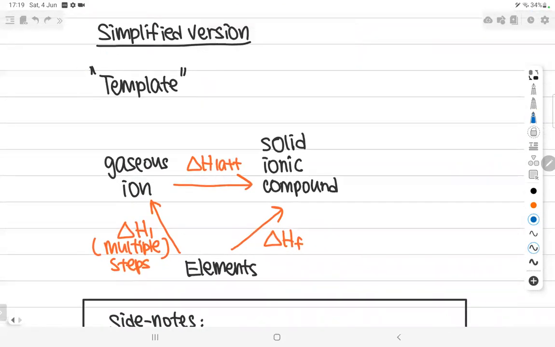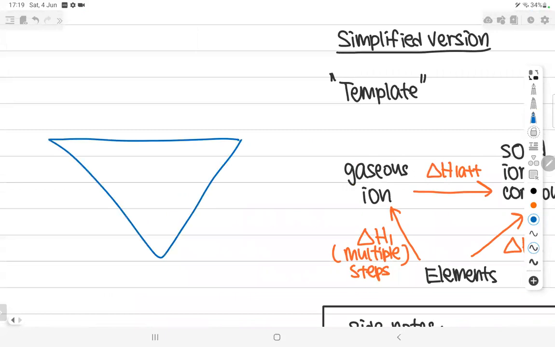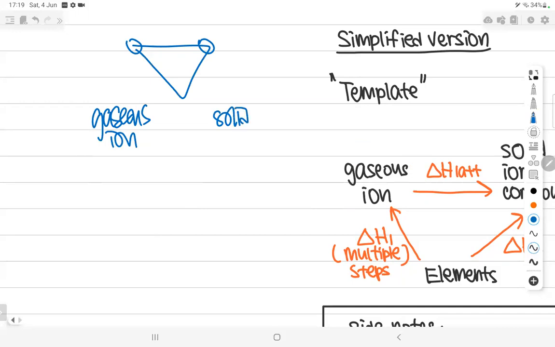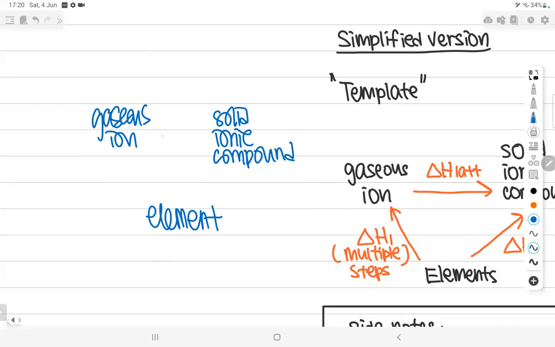When you want to do the Born-Haber cycle, you always draw a triangle. The first part of the triangle is called the gas ion. The second part of the triangle is the solid ionic compound. The third part, at the bottom, is the element, the raw material. Now let's connect this triangle together. Gas ions can combine together to form a solid ionic compound. This is something we learned in the first lesson of your A2 syllabus. When gas ions combine to form a solid ionic compound, we get lattice energy.